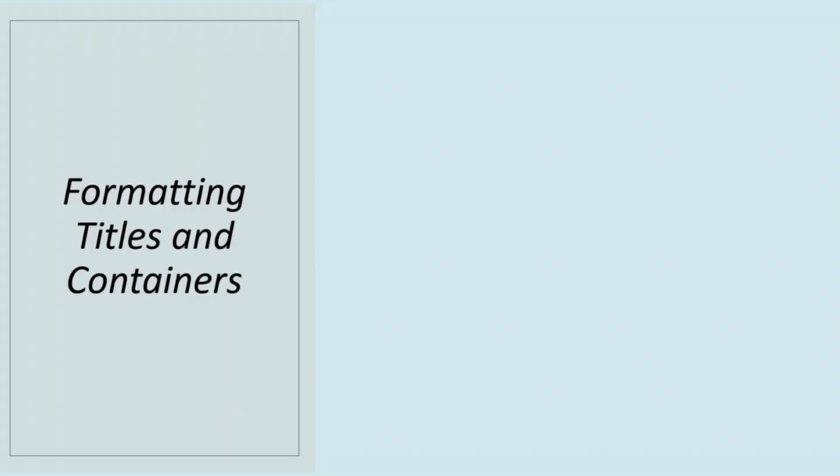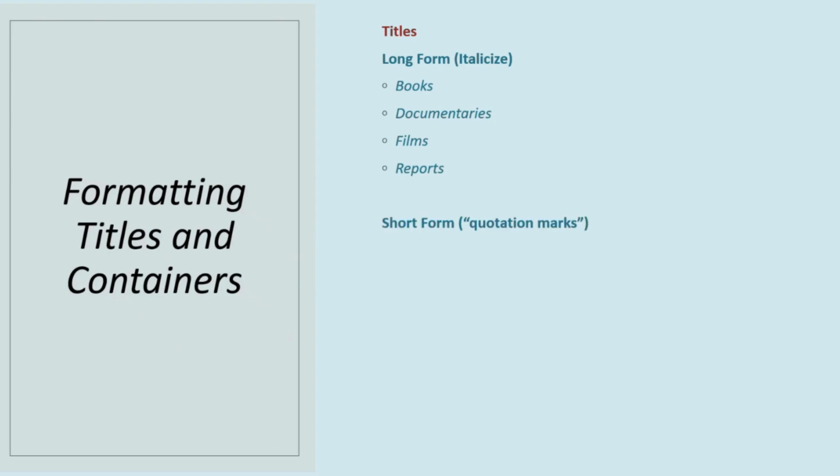Now, with formatting titles and containers, we do see a lot of errors with this one, but with practice, you will be able to memorize these rules. So as I mentioned earlier, long forms are italicized, and these include books, documentaries, films, and reports. Titles of short forms are expressed through double quotation marks, and these include poems, articles, and short stories, as well as TV episodes, as we saw.